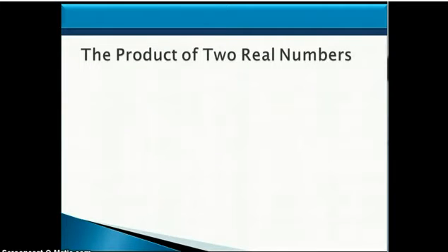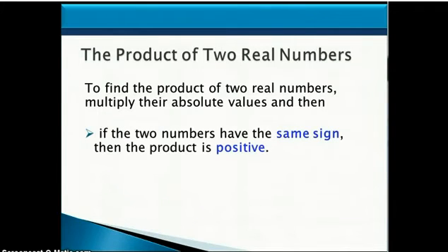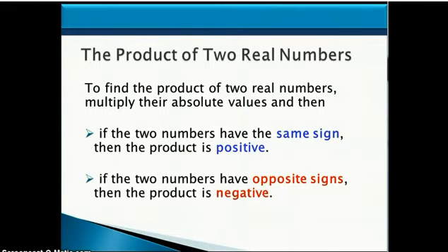In this lesson we are going to look at the multiplication and division of real numbers. First, let's look at the product of two real numbers. To find the product of two real numbers, we multiply their absolute values, and then, if the two numbers have the same sign, the product is positive. If the two numbers have opposite signs, then the product is negative.